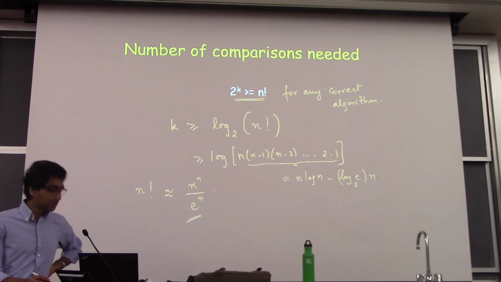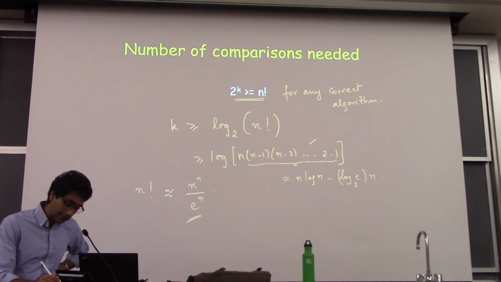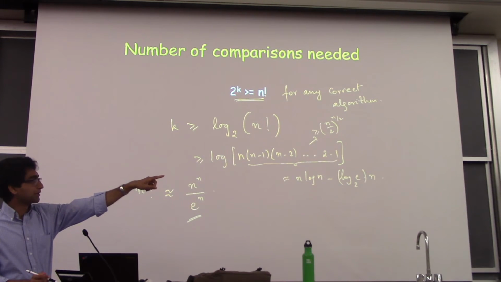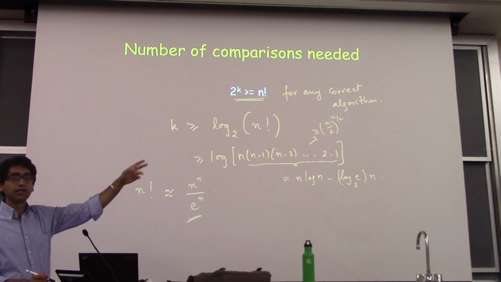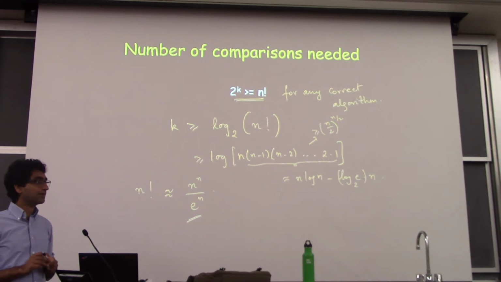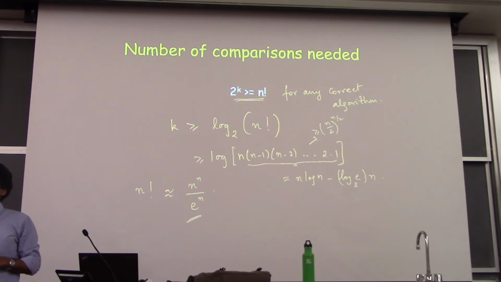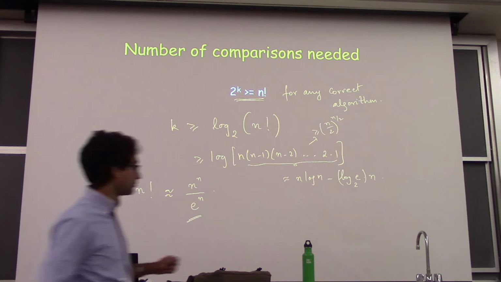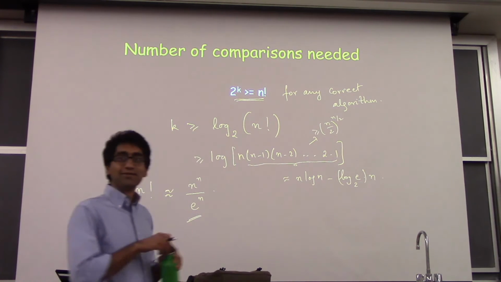But for those who don't, note that you can always say that this is bigger than or equal to n by 2 to the n by 2. Why is that? I'm saying that this product, n times n minus 1 times n minus 2 and so on, is bigger than n by 2 to the n by 2. This you will be able to come up with.